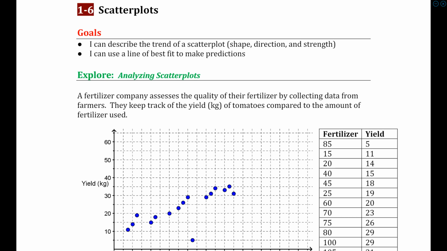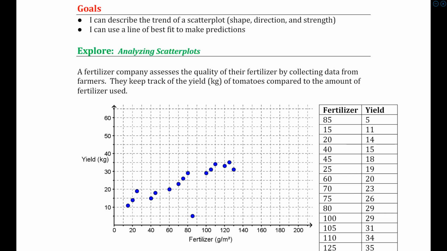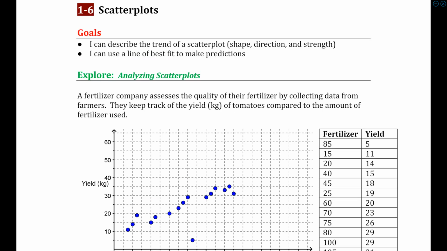So in a case like this, a fertilizer company is looking at the quality of the fertilizer by collecting how well different tomatoes grow. They have a bunch of tomato plants, and they're checking, based on how much fertilizer went on these different fields, how many tomatoes grew. So these are all a bunch of data points. You see that in this case where there was 85 fertilizer, there was a yield of 5. That's this point. Where there was 15, there was a yield of 11. Where there was 20, there was a yield of 14. You can see all of these points with some data points on the table.